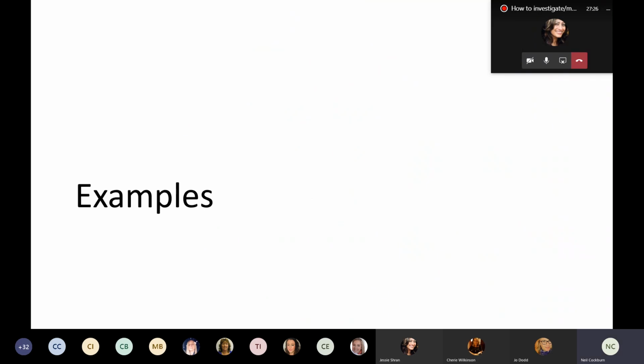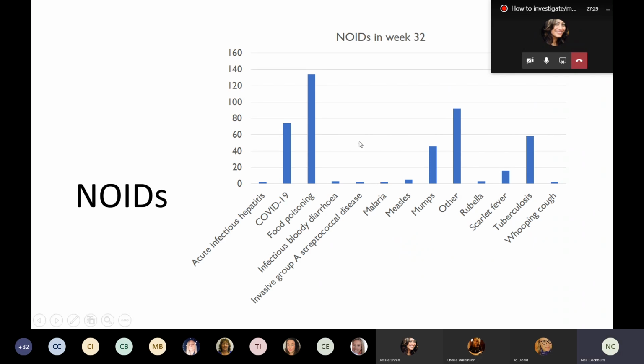So we'll look a little closer at a few examples of that, and the first one we'll talk about will be the NOIDs, the notifications of infectious diseases, and that's a legal duty that all doctors have to notify public health if they make a diagnosis of a particular list of diseases. So I've included some of those from the past week. This is for the entire country, where we can see different notifications of infectious diseases that have come from medical practitioners.